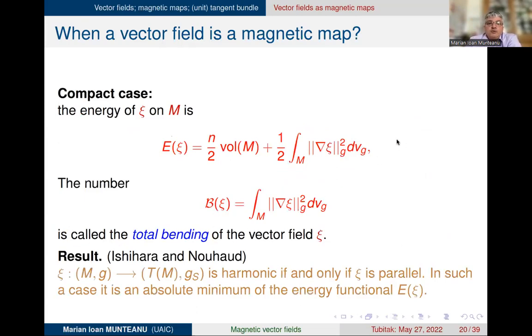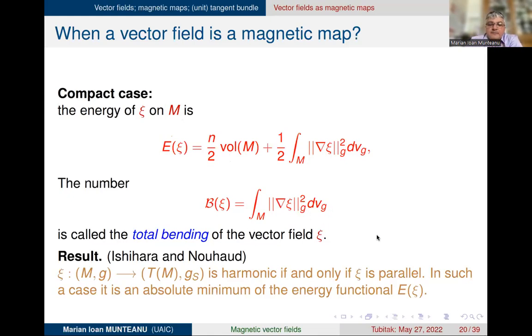So we continue to ask when a vector field is a magnetic map. So we consider first the compact case. So if M is compact, the energy of a vector field is computed like this. We have the volume of M multiplied by n/2, and we have this integral where the covariant derivative of psi appears. This number is called the total bending of psi.